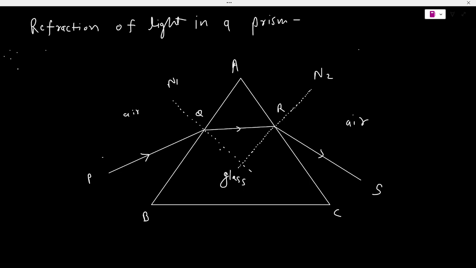And now we have to find the angle of deviation, which is the angle between the incident ray and emergent ray. PQ is the incident ray and RS is the emergent ray. We have to find the angle between PQ and RS. That is called the angle of deviation. So first we are extending this line, the direction of the incident ray, and this is the direction of the emergent ray.